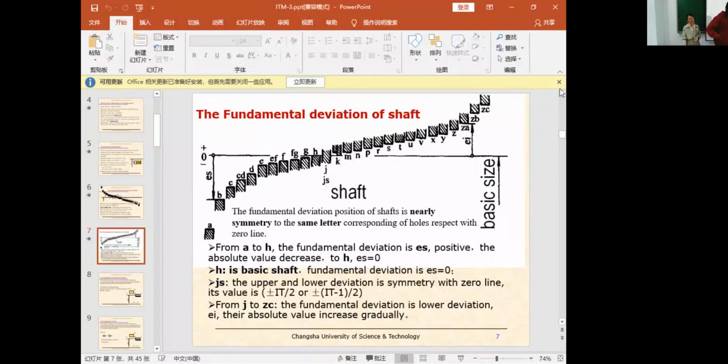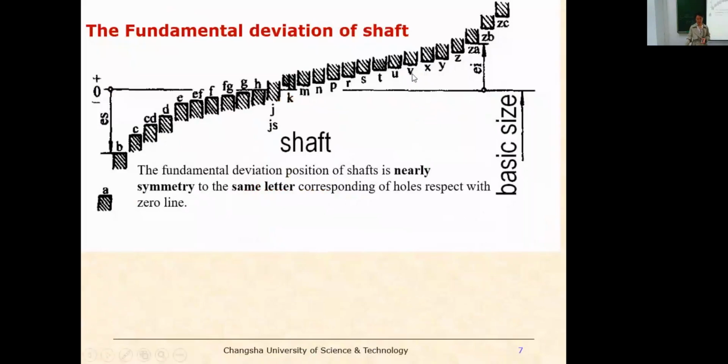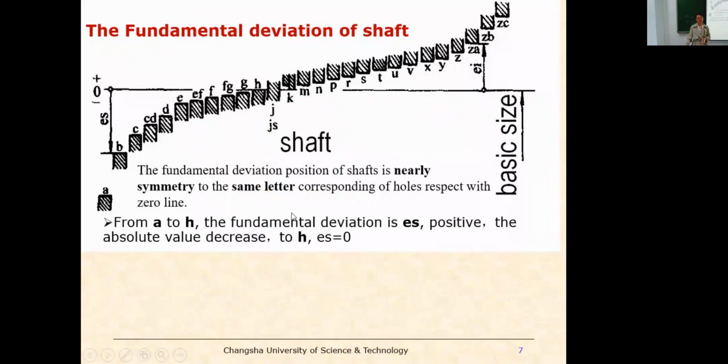This is here. Okay, from ZA, ZB, and ZC. So from A to H, this is its upper deviation and its lower deviation is larger. So the fundamental deviation of the shaft is nearly symmetric to the same letter of the hole with respect to 0. So they are the same letters, just use a smaller letter.